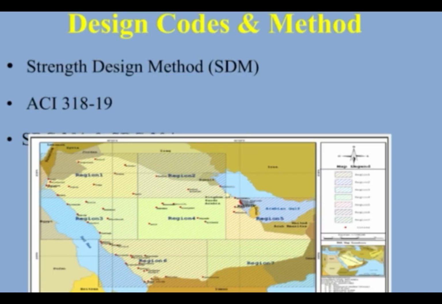We use design codes and methods. In our project, we use the strength design method, SDM, and the ACI code, and also the Saudi Building Code. The location of our project is in the Kingdom of Saudi Arabia, in Jubail Industrial City, in Al Fanatir.